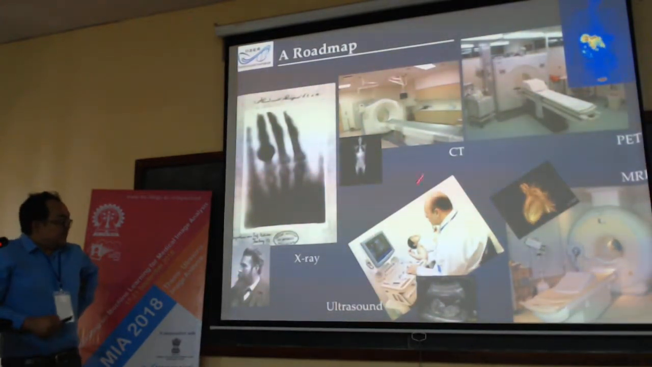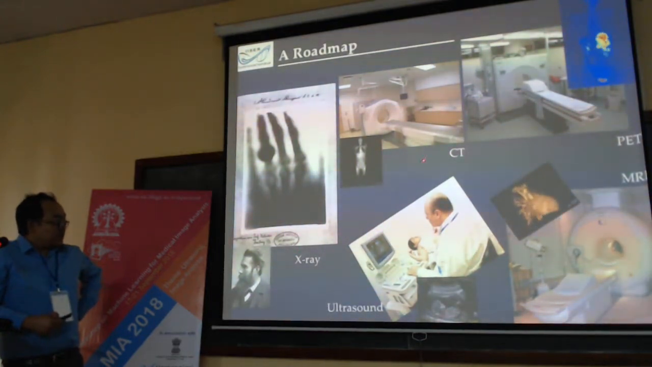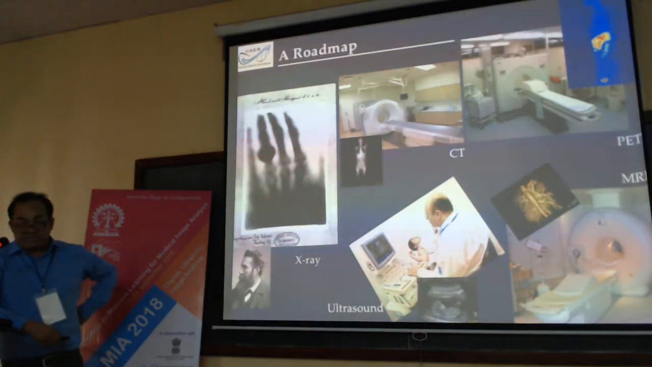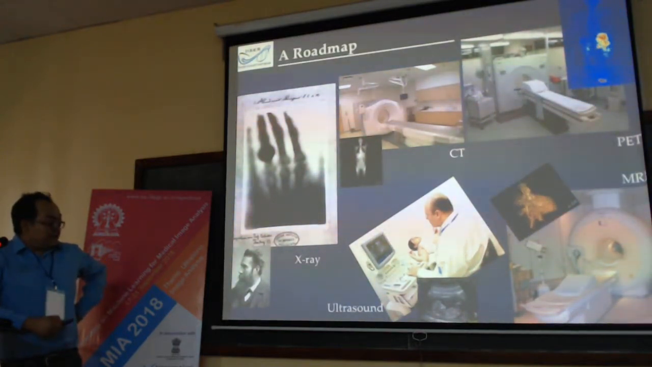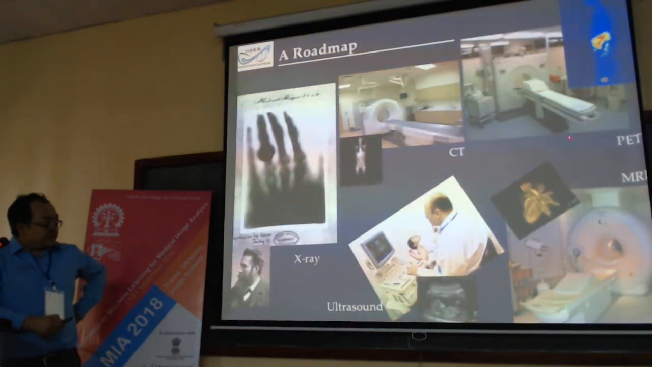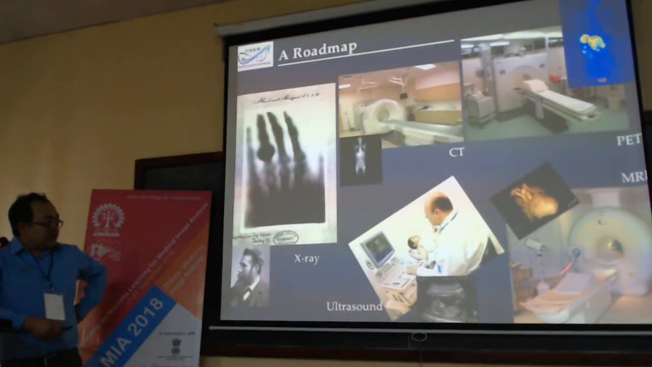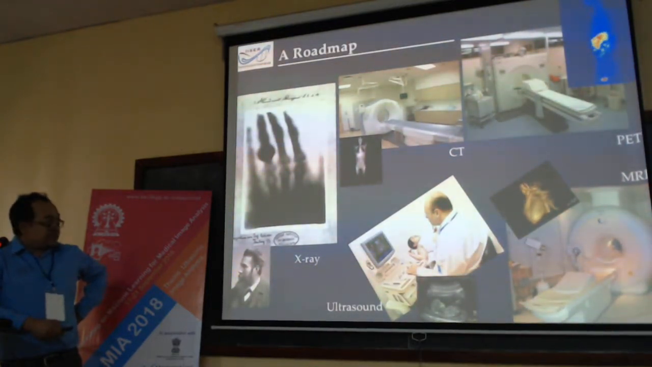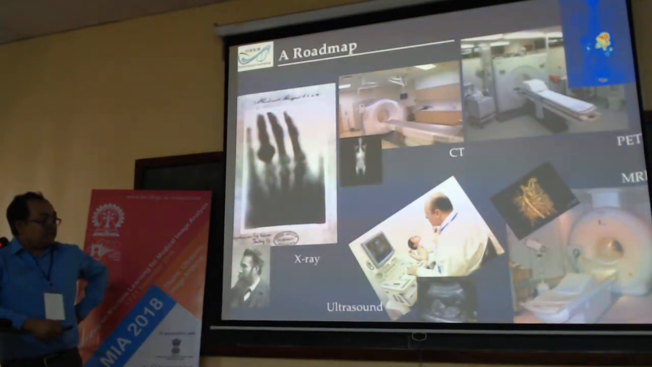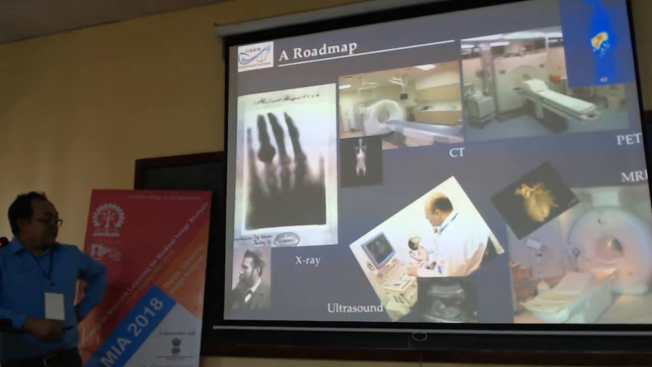And then CT, that is the 3D version of X-ray, where computed tomography is employed to get the reconstruction of the 3D images. And then positron emission tomography and MRI are giving a reasonably good imaging resolution. However, it is very expensive to be done for routine scanning and all these things.